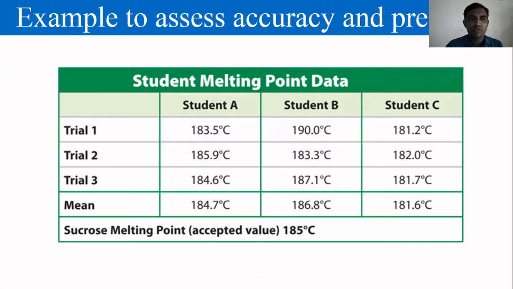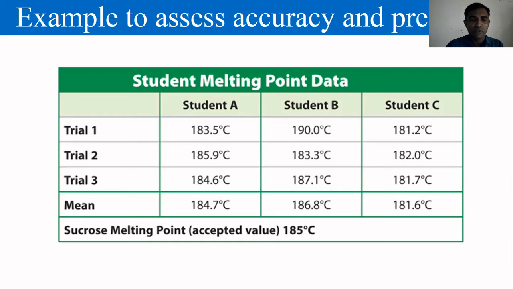If we see these values represented by dots, we may have some doubts. So we will go into the actual data. This table has the melting point values of three different students. The melting point is recorded for a substance, sucrose, and three different trials are done, and for each trial the student gets different data. Student A gets three sets of data and its mean value is 184.7 degrees Celsius. Similarly, the next two students have different mean values. Mean represents nothing but the average.